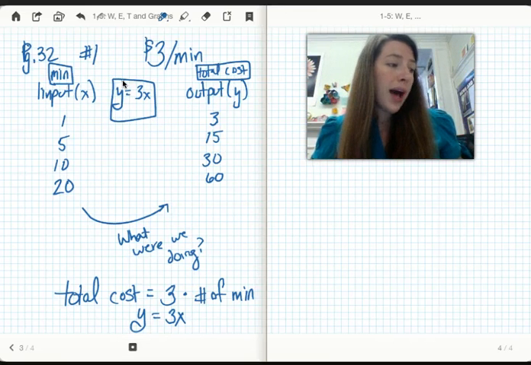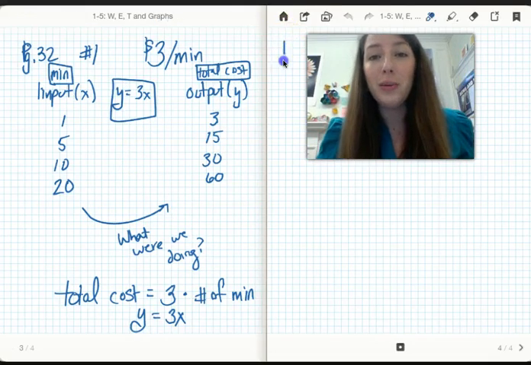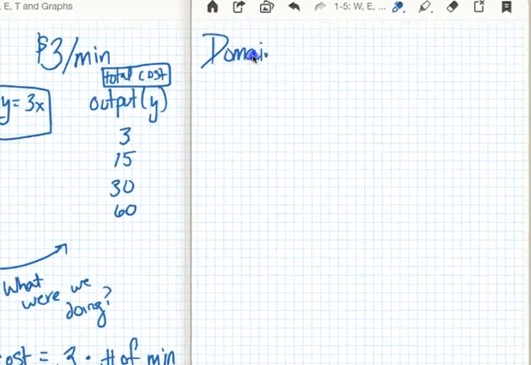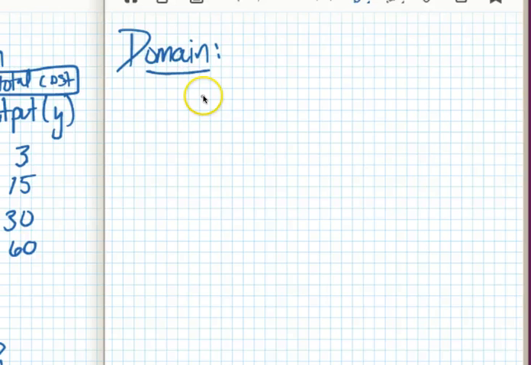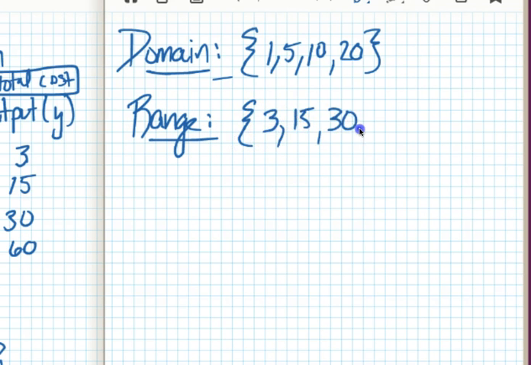Now, we are also asked to list the domain and range. So let's make sure that we do follow through with those directions. Remember, the domain is the set of all X values. So let's use our brackets and let's choose our X values here. So for number of minutes, I'm talking about 1, 5, 10, and 20. For our range, we're talking about the set of Y values. Using brackets again, we have 3, 15, 30, and 60.